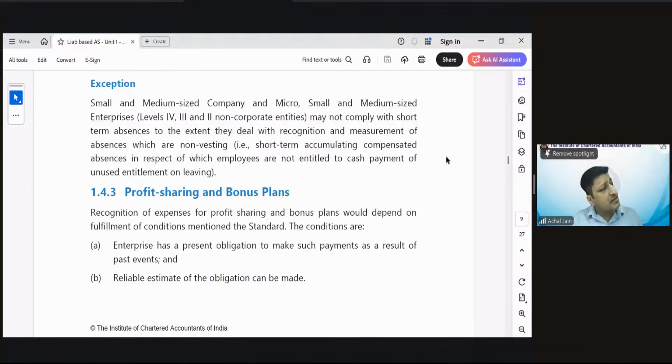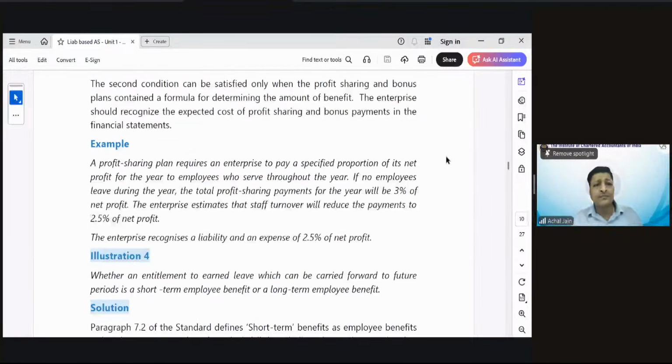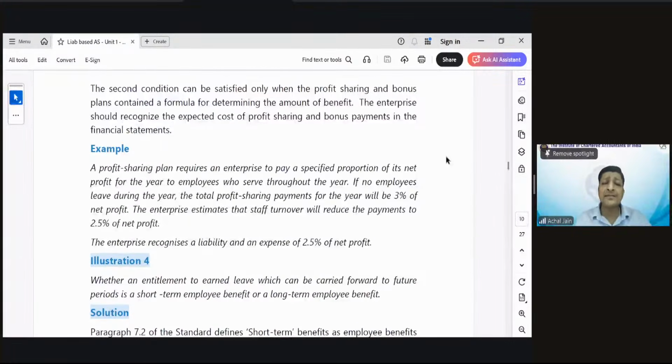Now, in this case, I think we can take this small example. A profit sharing plan requires an entity to pay a specified proportion of its net profits for the year to employees who served throughout the year. Generally, this is how variable bonus works. If no employees leave during the year, total profit sharing payments for the year will be 3% of the net profit. The entity estimates that staff turnover will reduce the payments to 2.5% of the net profits.